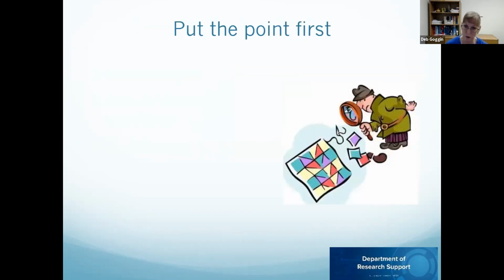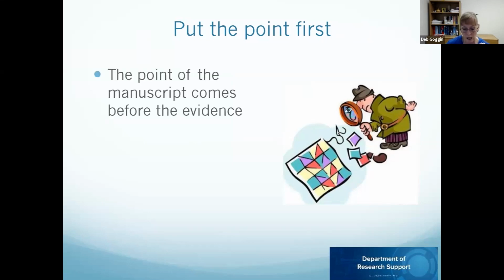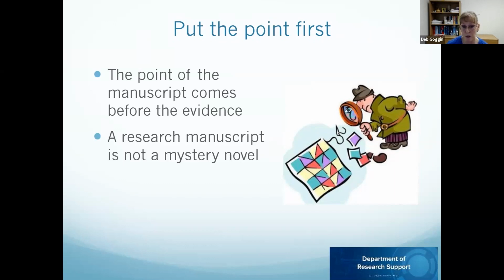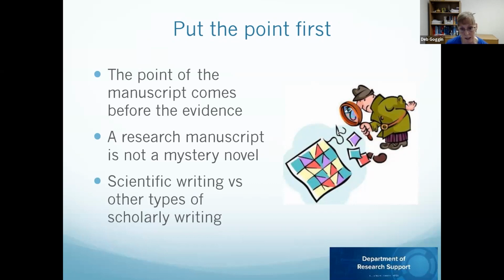So the most important thing to realize about readability, the first point, is that scientific documents and scientific writing are different from other types of scholarly writing. In scientific writing, the point of the manuscript comes before the evidence. A research manuscript is not a mystery novel. We don't want to know who done it. And I'm stressing this difference because other types of scholarly writing tend to build an argument first, and then the point comes after all the supporting evidence.